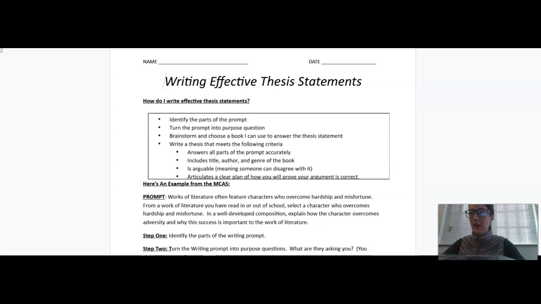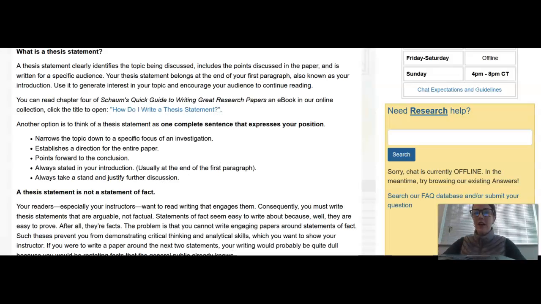Today we're going to be talking about writing effective thesis statements. So when I think about a thesis statement, I first need to ask myself the question, what exactly is a thesis statement? Well, I found a pretty good definition, so let's start there and take a look. A thesis statement clearly identifies the topic being discussed, includes points discussed in the paper, so your main points, and is written for a specific audience.